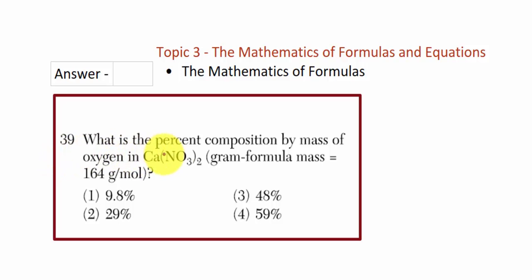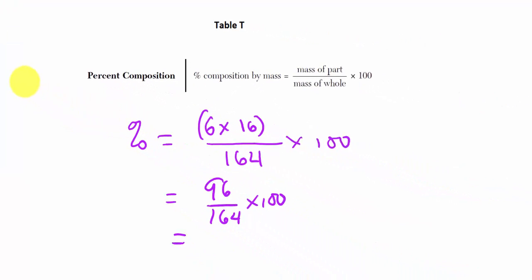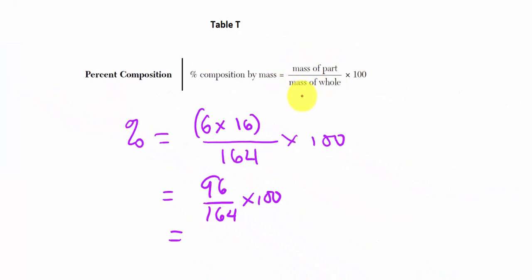Question 39. What is the percent composition by mass of oxygen in calcium nitrate? They've given us the gram formula mass of 164. We're looking at the oxygen component, and we notice that there are 2 times 3 or 6 oxygen atoms in here. And hopefully you recall, or you could look it up on the periodic table, but an oxygen atom has a mass of 16. So the total mass of our oxygen part is going to be 6 times 16. Now, to compute the composition by mass, the formula for that on Table T is mass of the part divided by mass of the whole thing times 100.